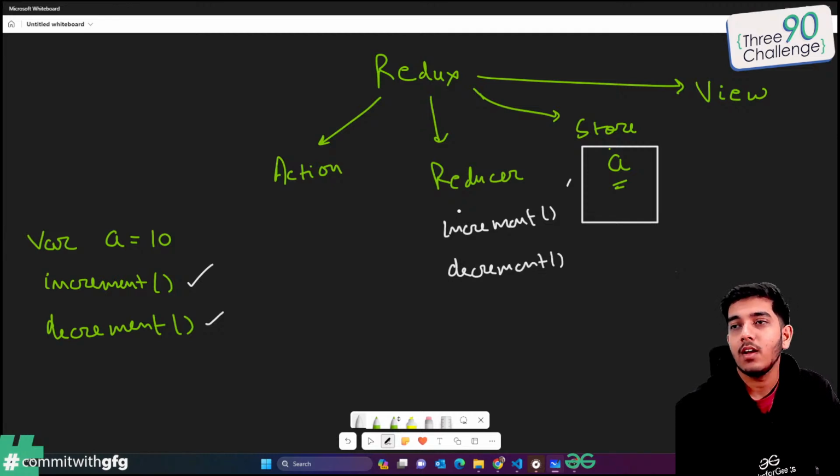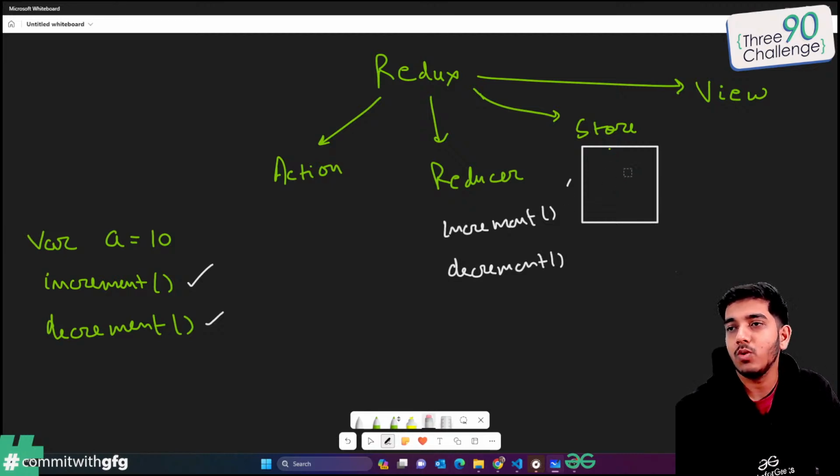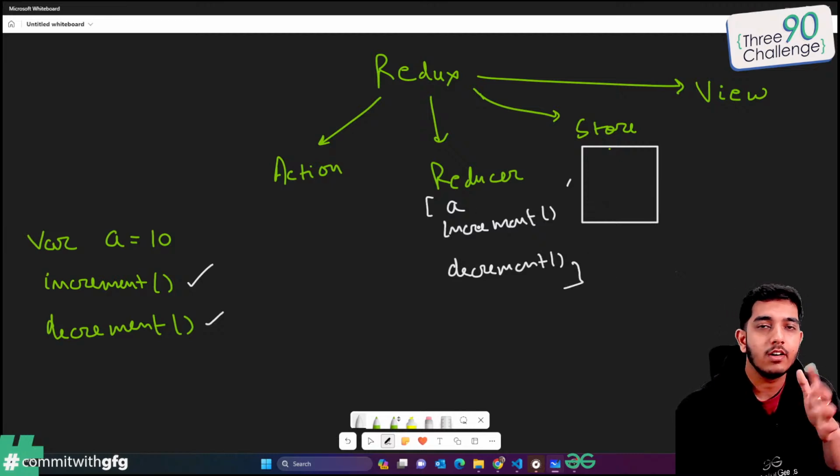Also, instead of directly storing a, we're going to store the value of a here. That would be better. You can assume that this is a specific file which contains the value of a and the methods for a. And now we're going to store this reducer inside the store. We're going to keep this reducer inside the store.